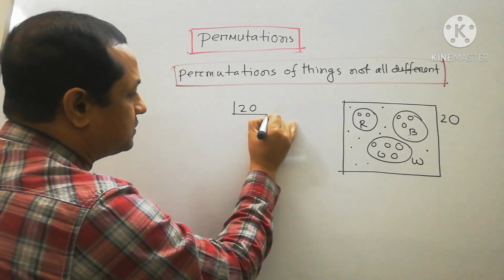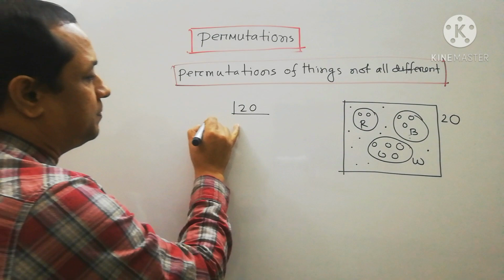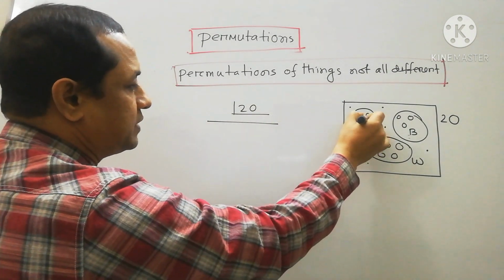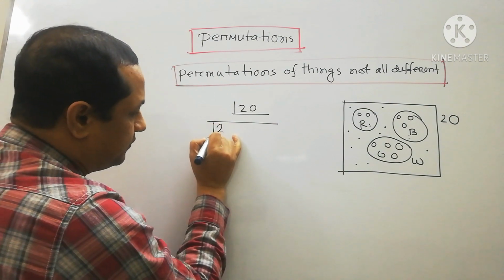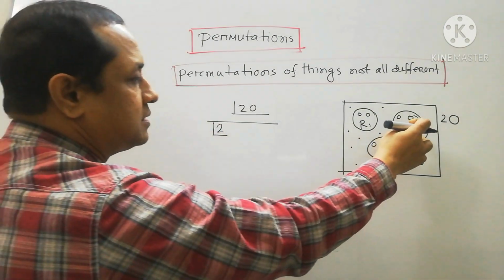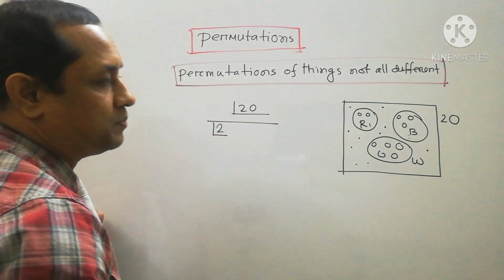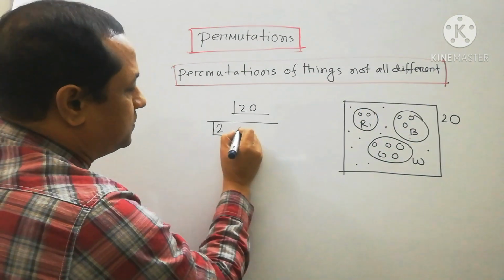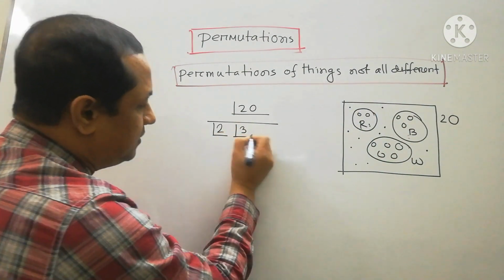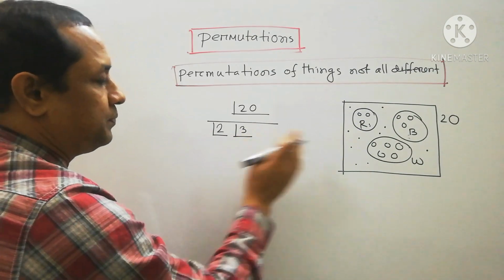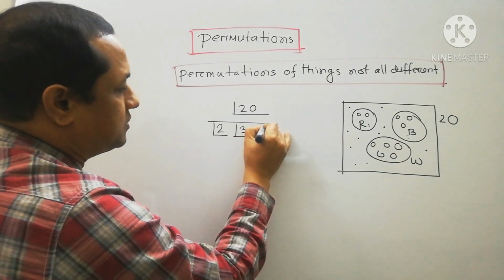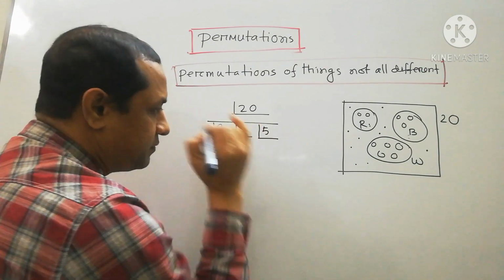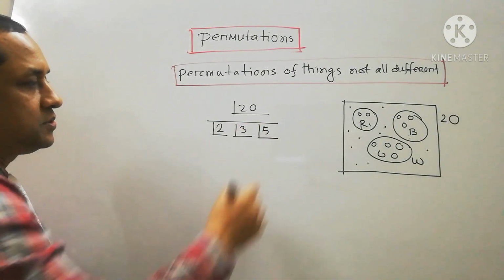Total number of balls, factorial 20, divided by the factorial of the same balls. There are 2 red balls, so divided by factorial 2. And 3 black balls of the same color, so factorial 3. And 5 white balls, so divided by factorial 5. So this is the answer.